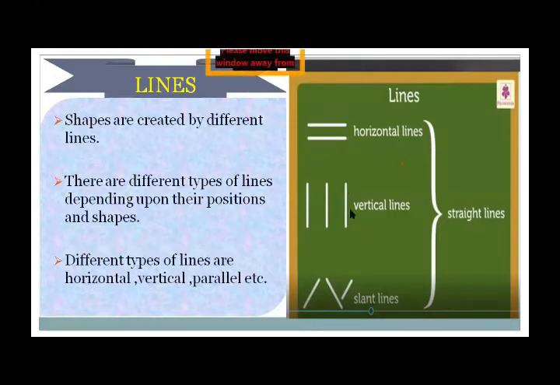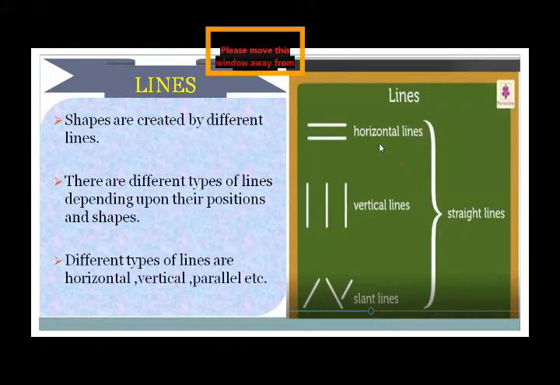And in your copy, you also have a red margin on the side. So this is the vertical line. Horizontal lines, vertical lines, slant lines. Slant lines help you in creating any shape. For example, with the help of slant lines, you make the shape of a triangle. Got my point? My dear students, all these lines, horizontal, vertical and slant, are also called straight lines.